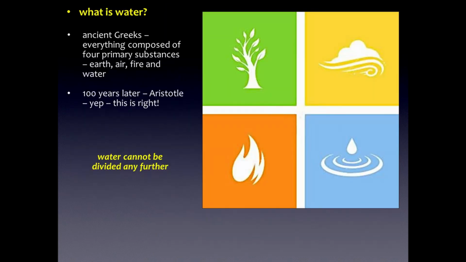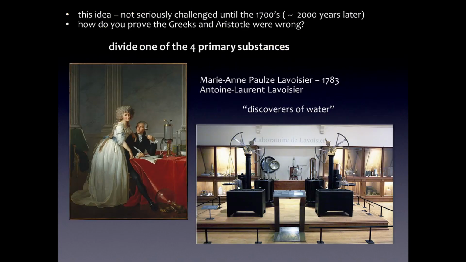So what is water? Well, if you go back into history, the ancient Greeks thought that everything on the planet was composed of 4 primary substances: earth, air, fire, and water. And for the longest time, this was believed to be correct, that water could not be divided any further. 100 years later, Aristotle said, yep, this is right. And other scientists of the time said, yep, only these 4 substances, and everything on the earth is made up of them. We can't divide them into any smaller components. And this idea persisted for a very long time.